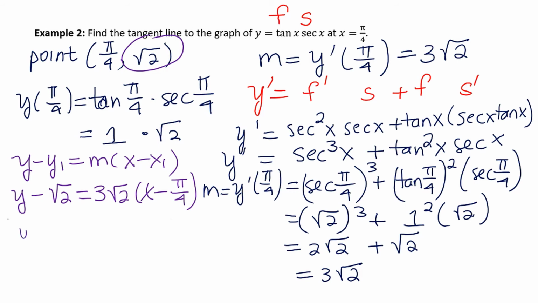Solving for y, you get y is equal to 3 times the square root of 2 times x. We distribute that 3 times the square root of 2, so now you have 3 times the square root of 2 times pi over 4, and then add the square root of 2 from the left-hand side to both sides, so you got plus the square root of 2. That's our equation of the line.